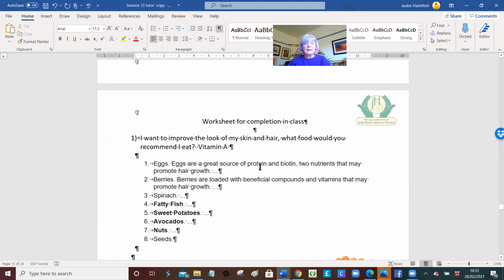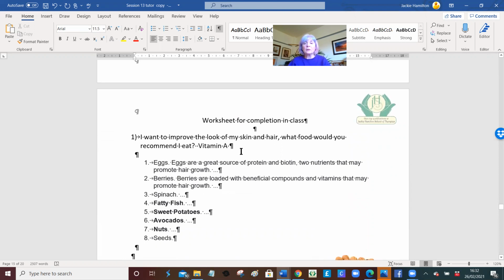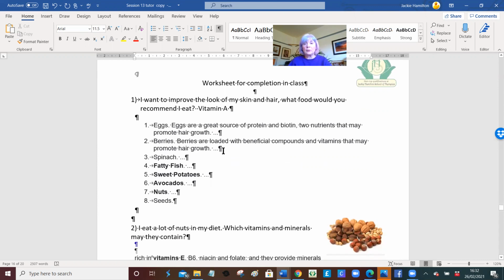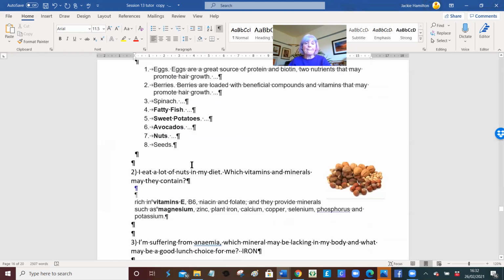And this one is, I want to improve the look of my skin and hair. What food would you recommend I eat? Well, vitamin A is good. And we've got eggs, berries, spinach, fatty fish, sweet potatoes, avocados, nuts and seeds. Plenty of choice there for someone to improve the look of their skin and hair.